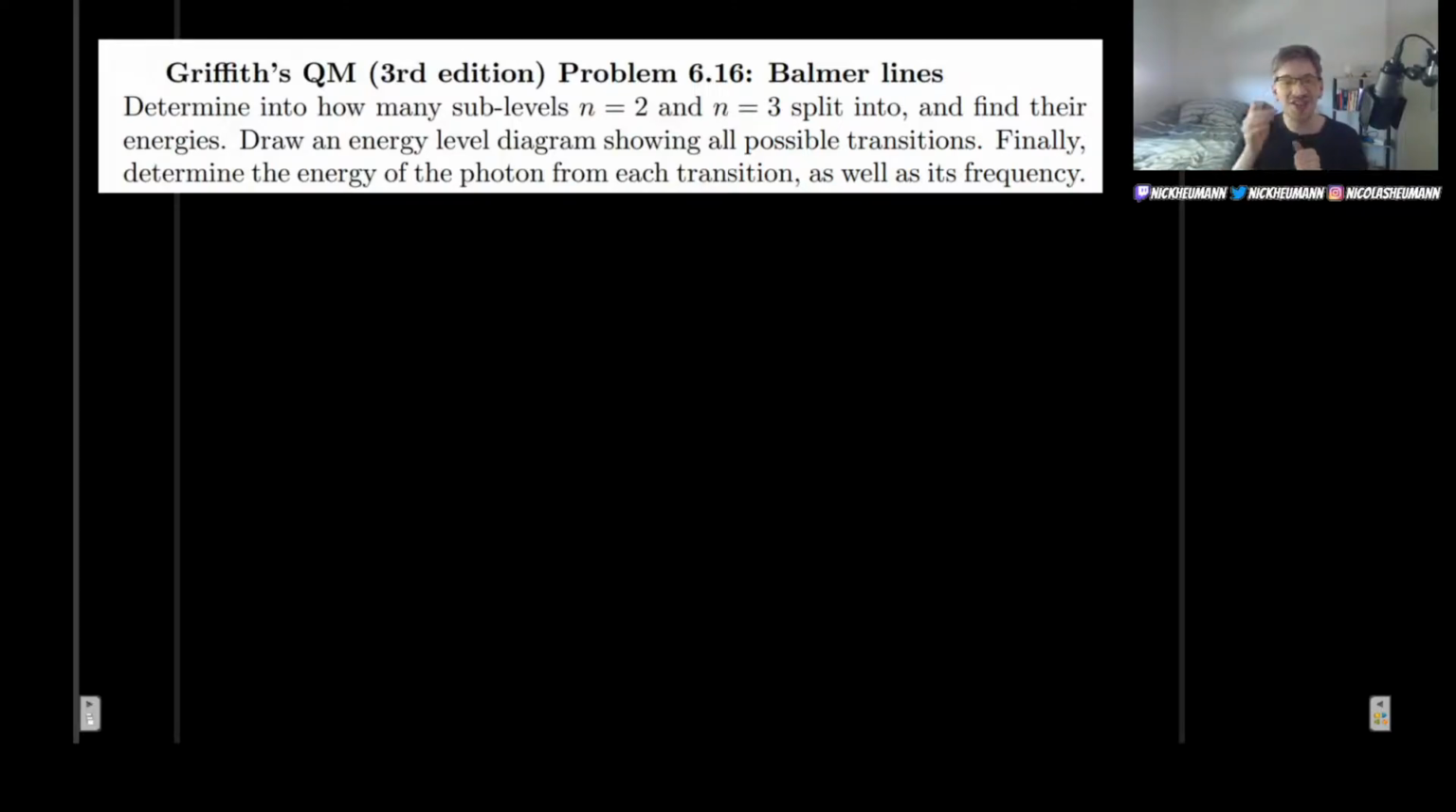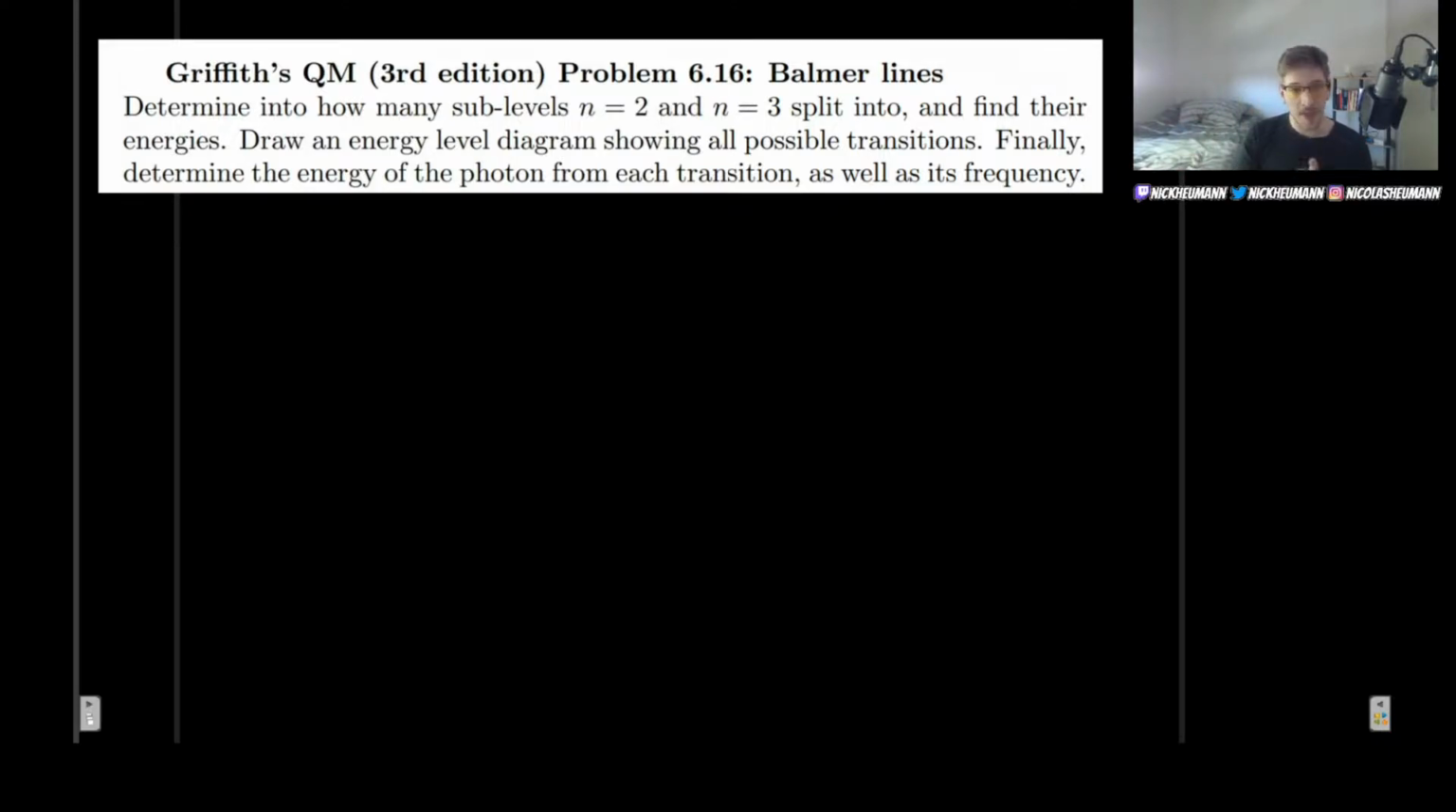Welcome! In this video I'll show you how to solve problem 6.16 as it appears in the third edition of Griffiths Introduction to Quantum Mechanics. This problem studies what happens to the Balmer lines now that we have the relativistic and spin orbit corrections to the energy. So the Balmer line is this red line that comes from the transition from n equals 3 to n equals 2.